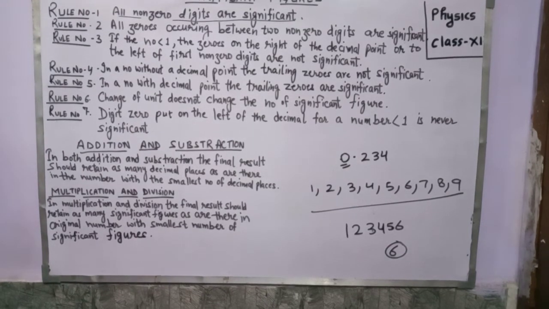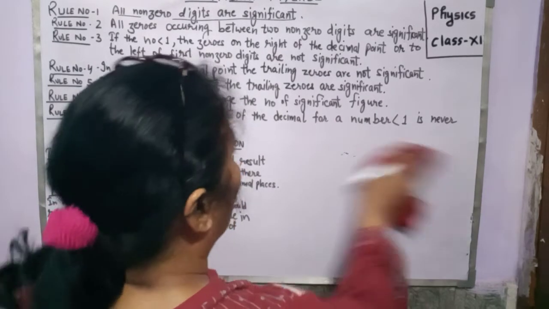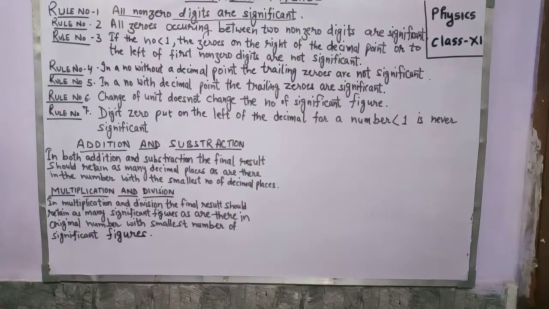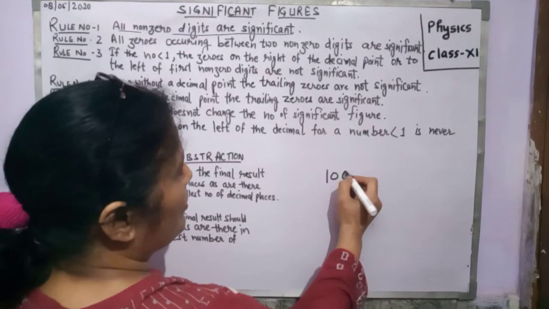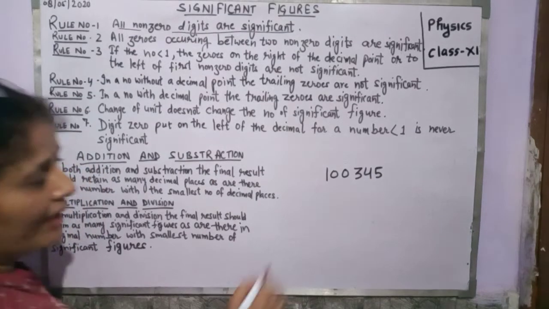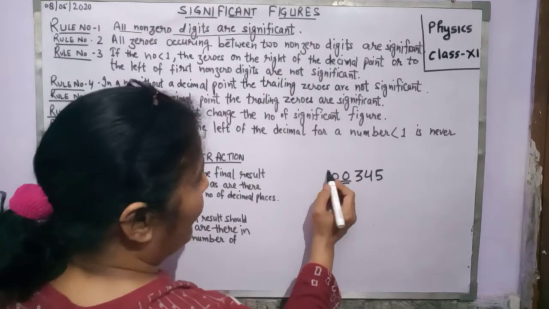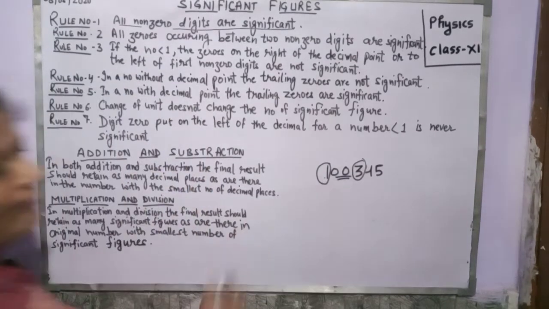The second rule is that all the zeros occurring between two non-zero digits are significant. That means 1, 0, 0, 3, 4, 5. Suppose this is a number. These two zeros lying between two non-zero digits, that means 1 and 3, are significant.